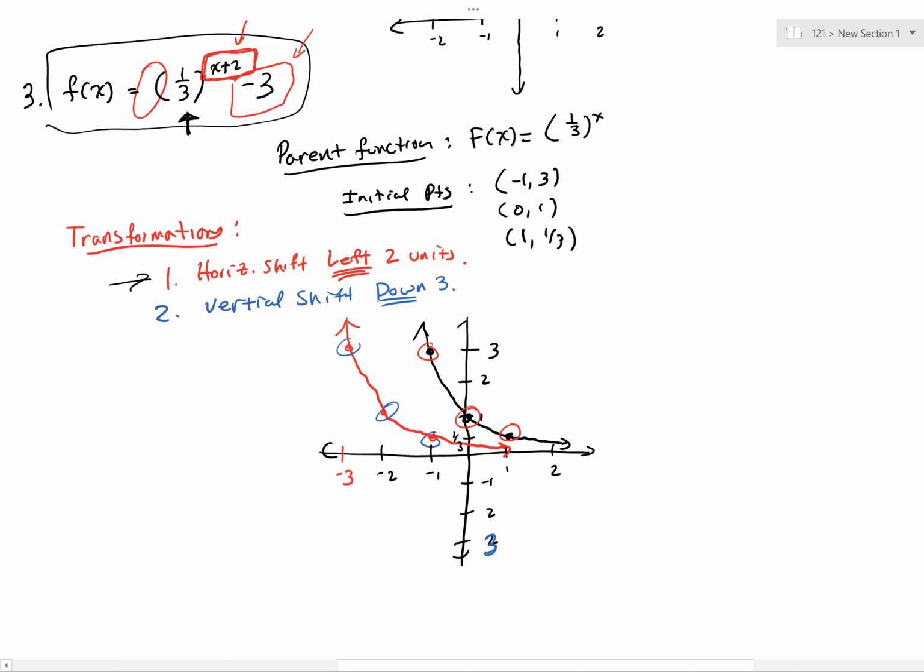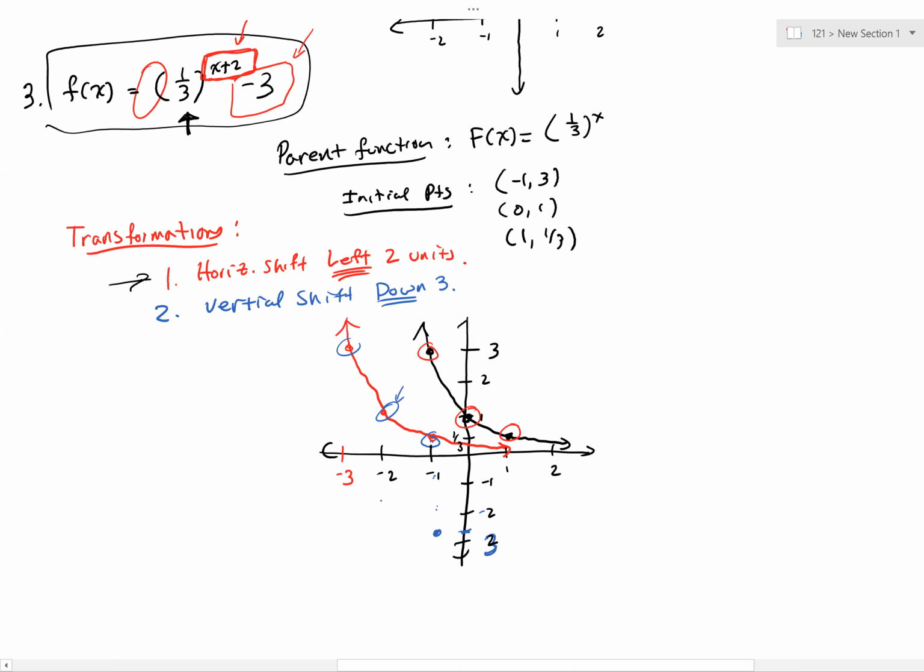So this point, which was at 1/3, if I move it down 3 units, I'll end up at -2 2/3, or just above -3. I'm not going to worry about the exact number there, but it'll end up at -2 2/3 because you're moving it down 3 units. So it was just above 0, now it's just above -3.